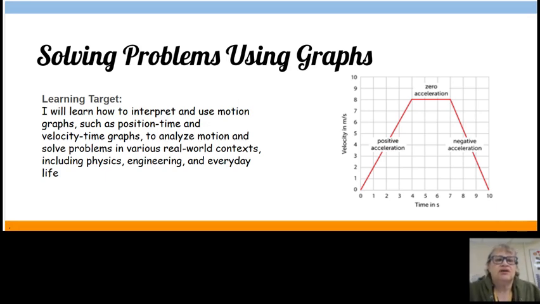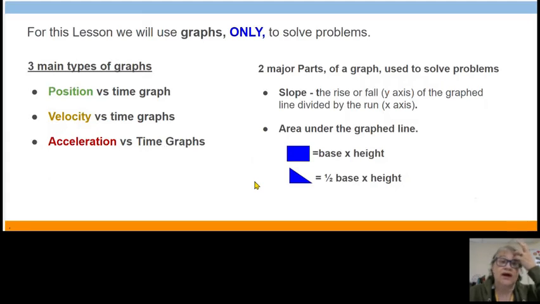So our learning target is: I will learn how to interpret and use motion graphs such as position-time, velocity-time, and acceleration-time to analyze motion and solve problems in various real-world contexts, including physics, engineering, and everyday life. For this lesson, we're only going to use graphs to solve our problems.